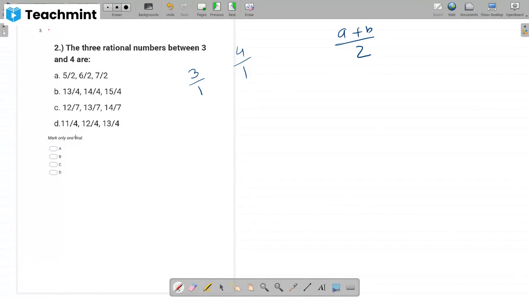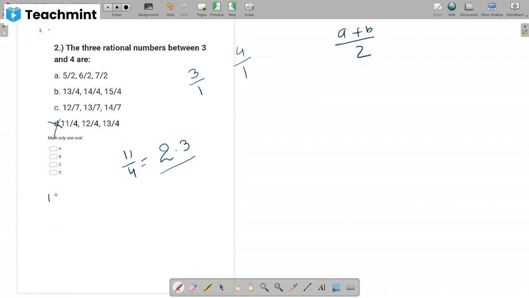If you divide 11 by 4, then 4 2s are 8, 4 3s are 12. So 4 2s are 8. Okay, and how many are left? 3. So it is something like 2.3. This 11 by 4 is nearly equal to 2.3. So when you observe, you will find that this 2.3 does not lie between 3 and 4. So this option D is wrong.